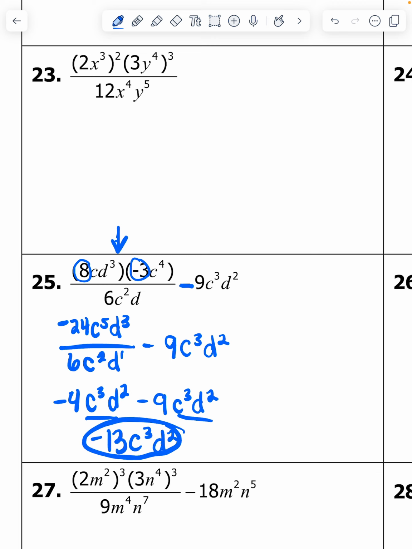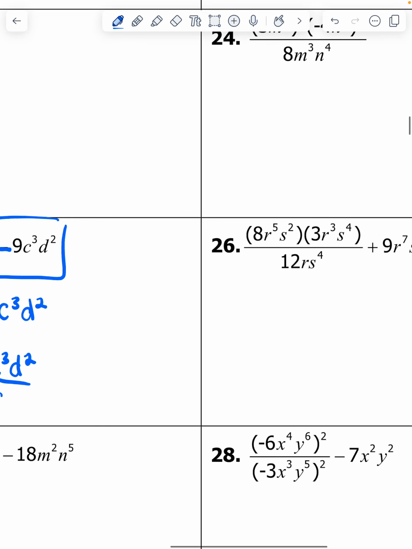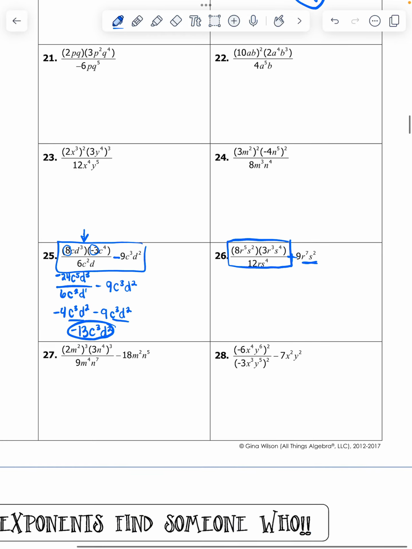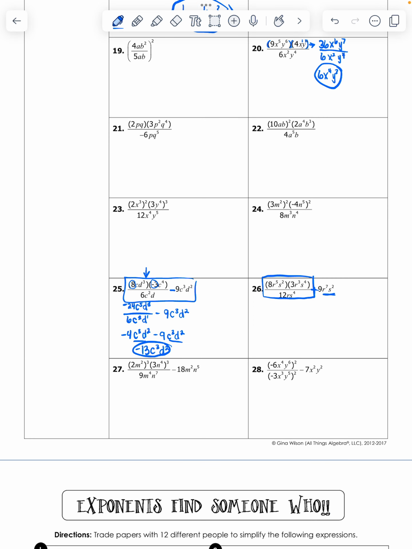Now I'm going to be honest, questions that look like this, that have a minus sign or a plus sign, like number 26, I'm pretty certain that when I simplify this part, it's going to end up simplifying all the way down to r to the 7th, s to the 2nd, so that it can be added to that second one. So that's how that works. Usually these ones end up simplifying to be able to be combined with the other like term. So that is the quotient rule, and I feel like that lesson goes through all the different types of problems.